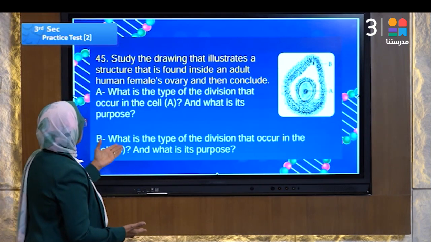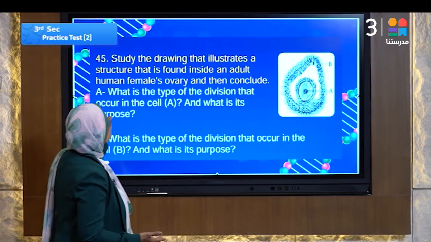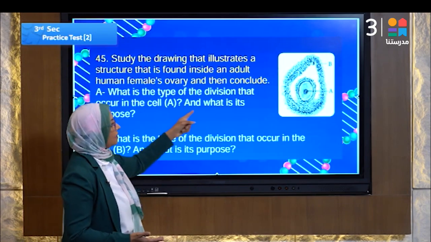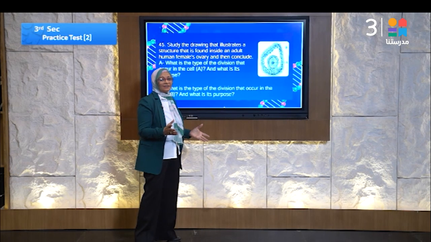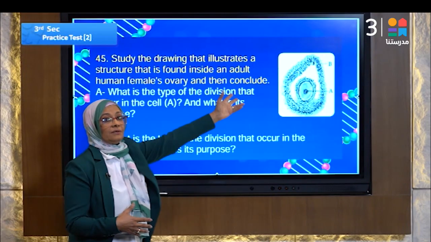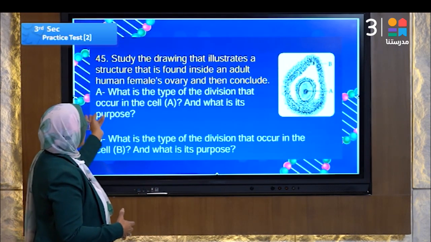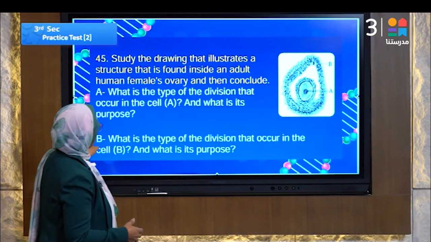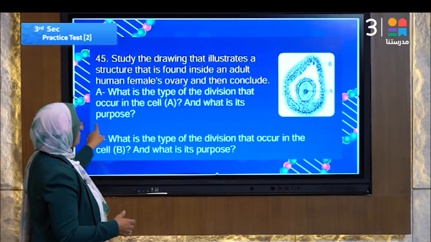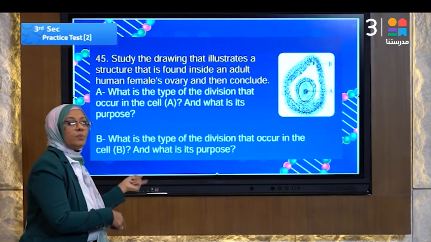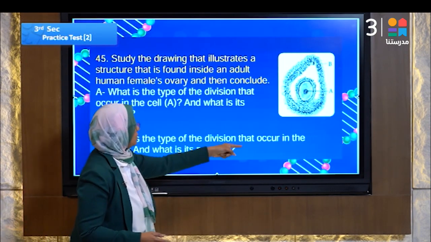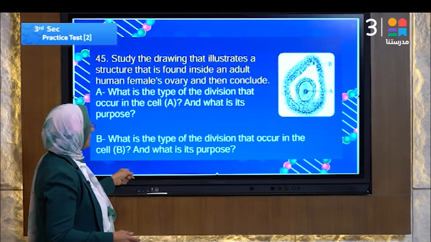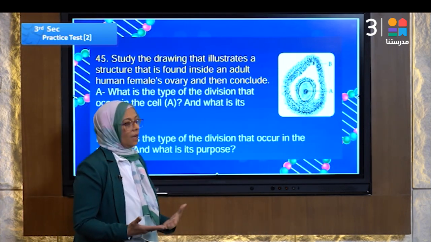What is the type of division that occurs in cell A, and what is its purpose? A is one cell only, containing a number of chromosomes different from B. And B: what is the type of division that occurs in cell B, and what is its purpose? The first one is about A.